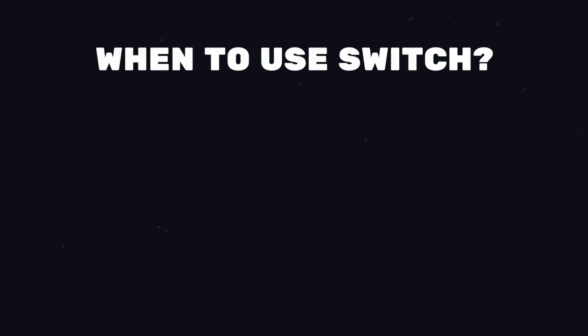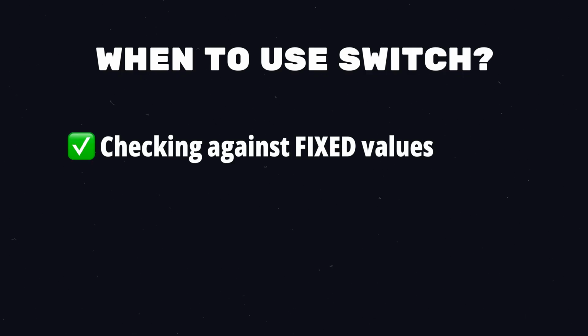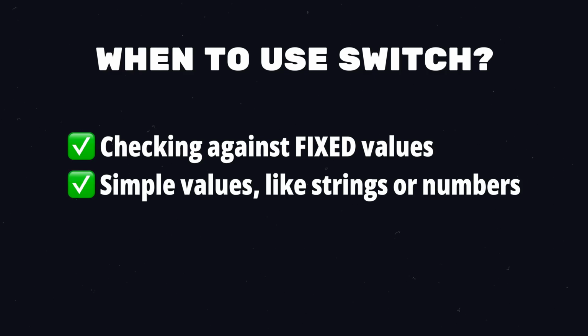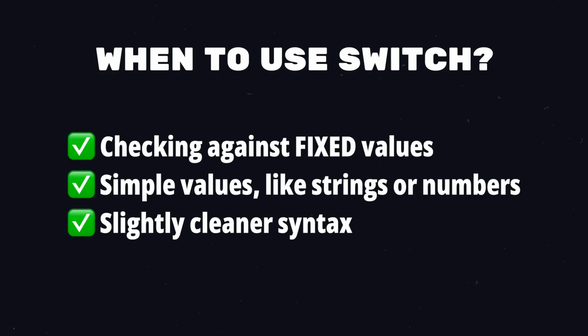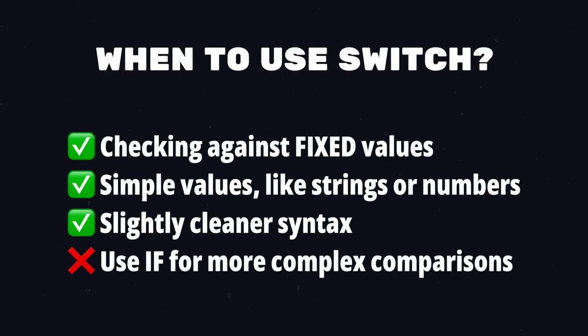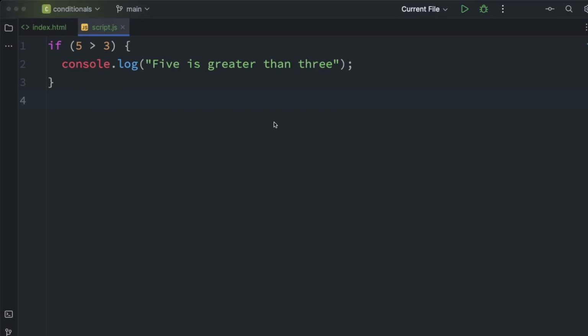But when should we use the switch statement? You should use it when you're checking one variable against many fixed values, and if the values are simple, like strings or numbers. And also if you want your code to look clean and easy to scan. If your conditions involve comparisons, like greater than or less than, then it's better to stick with if and else if.